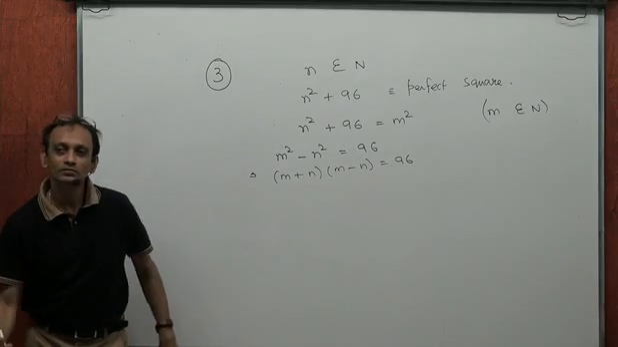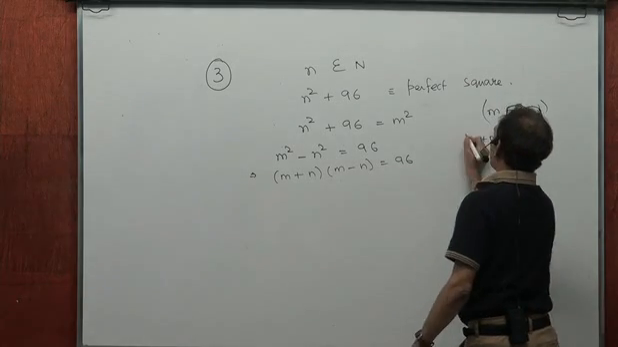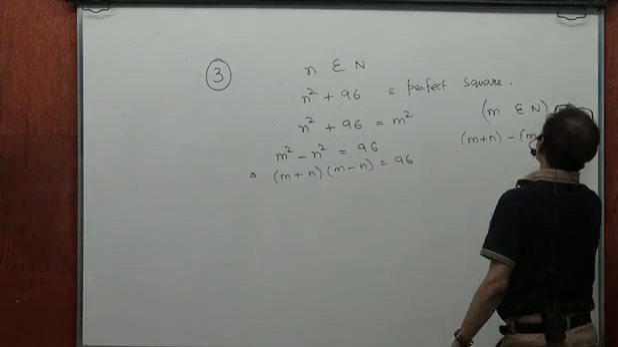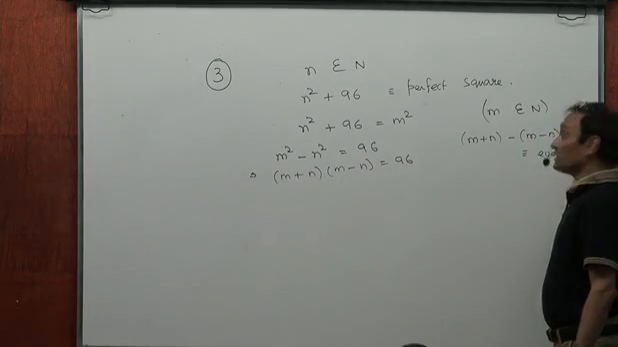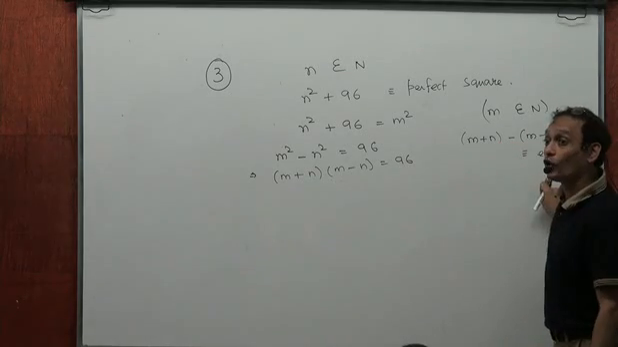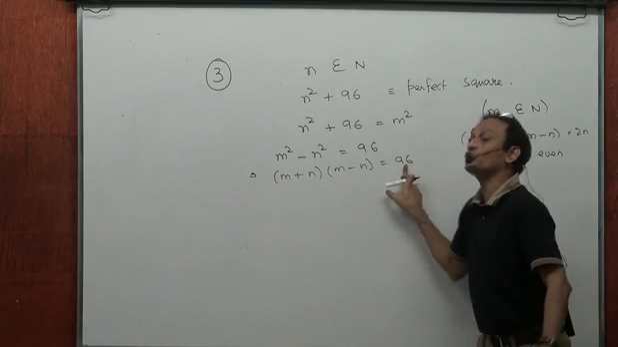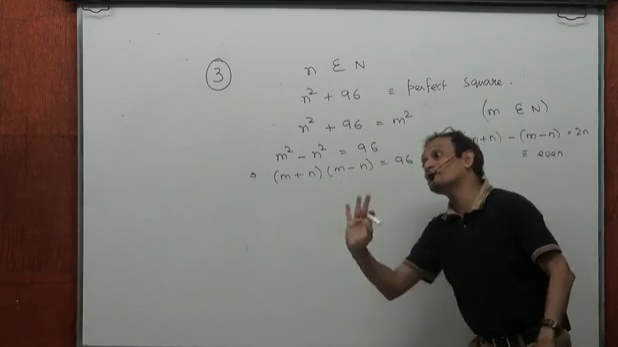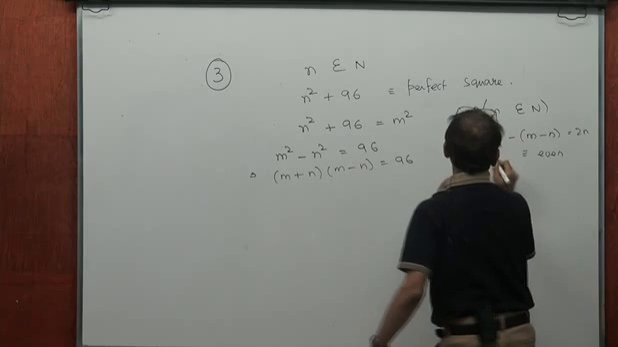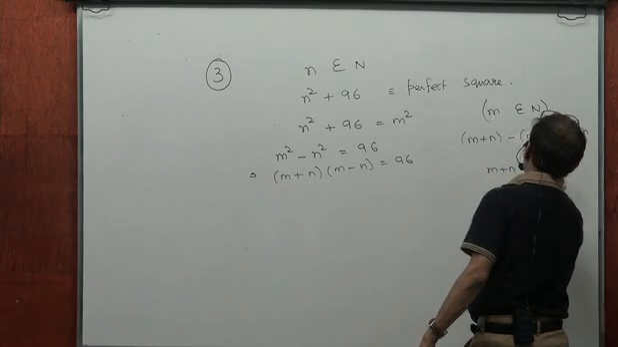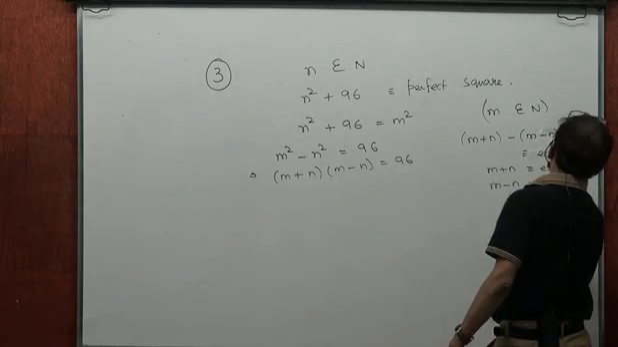Right? Now, notice that m plus n, again, like before, minus m minus n is 2n, which is even. That means either both are even or both are odd. But both can't be odd, because if both were odd, then their product couldn't have been even. So both must be even. M plus n and m minus n both must be even. Okay, now we are all set.